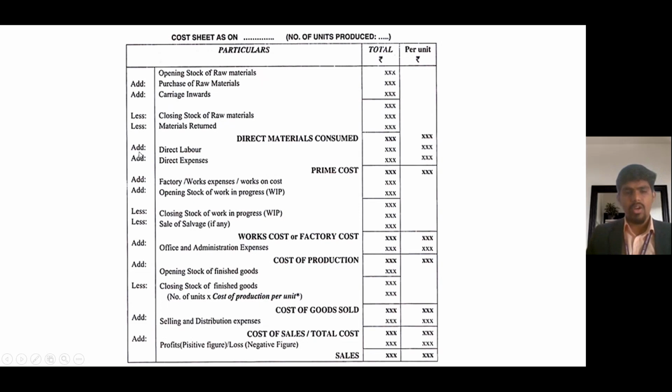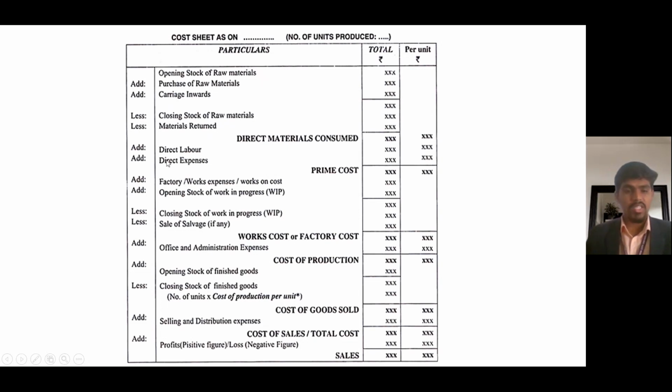Next, we add direct labor. What do we mean by direct labor here? It is the wages you are paying to direct labor. It depends on the nature of the labor and the nature of the business. Wages may be paid on a monthly, weekly or daily basis, and in certain cases on the basis of working hours. According to how much a labor is working, they pay the direct labor.